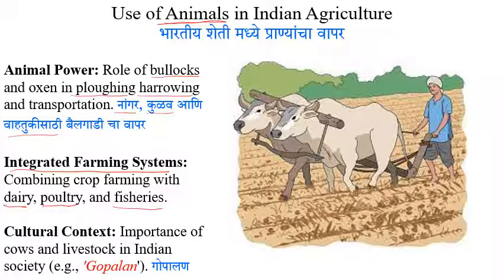Ancient Indian agriculture has a cultural context also. So the importance of cows and livestock in Indian society, where the concept is called Gopalan, where proper care is taken of cows in this bio business of dairy technology. Thank you.